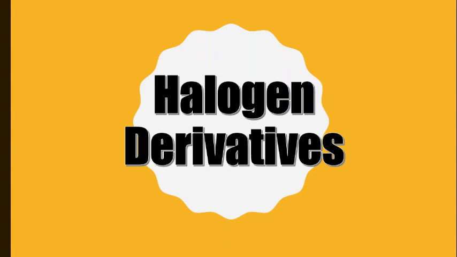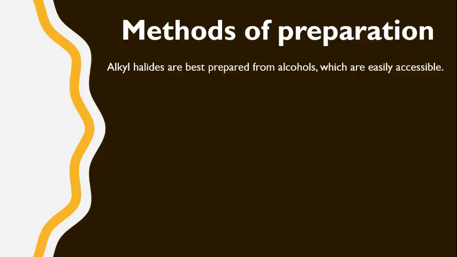Friends, we have started the chapter halogen derivatives. In that chapter, we have seen the introduction and classification of halogen derivatives, the different classifications. Today we are going to see methods of preparation. There are different methods of preparation, and from those, today we are going to see the first method.